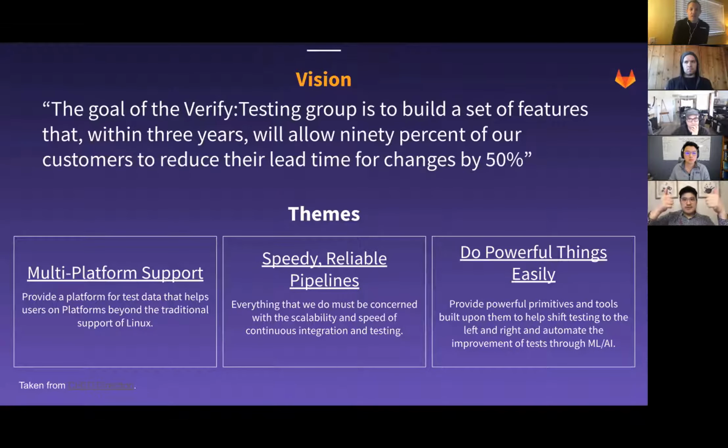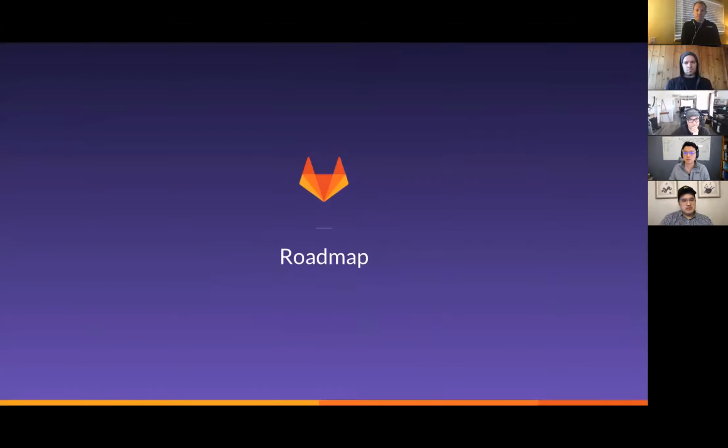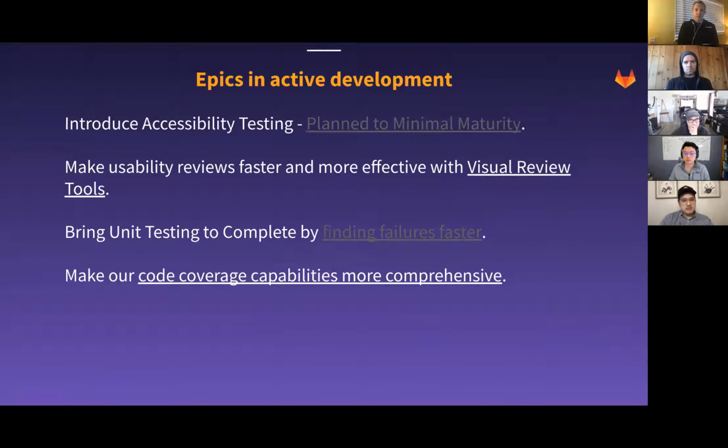Thanks, Drew. Vision hasn't changed. Themes are the same as last time. All this comes from the CI/CD direction page. Multi-platform support, speedy and reliable pipelines, and doing powerful things easily are the prevailing themes across the stage. So I'm going to jump right into the roadmap.